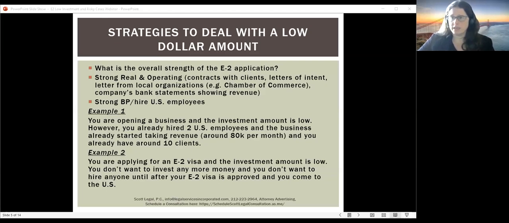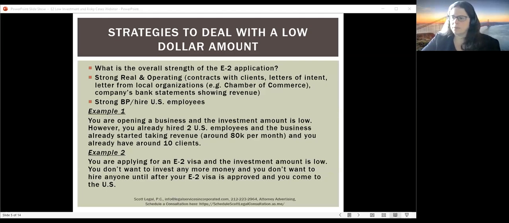Also the fact that you're taking in so much revenue each month would show, both for marginality and real and operating. You have 10 clients, again, showing that there's a strong foundation for this business. So in that case, a lower investment amount would be less significant, because ultimately you have all these other parts of the case that are showing that this business is really viable and is going to make a strong economic contribution to the United States.